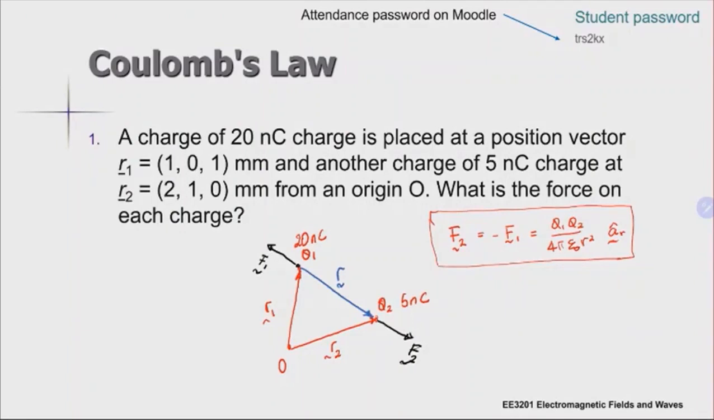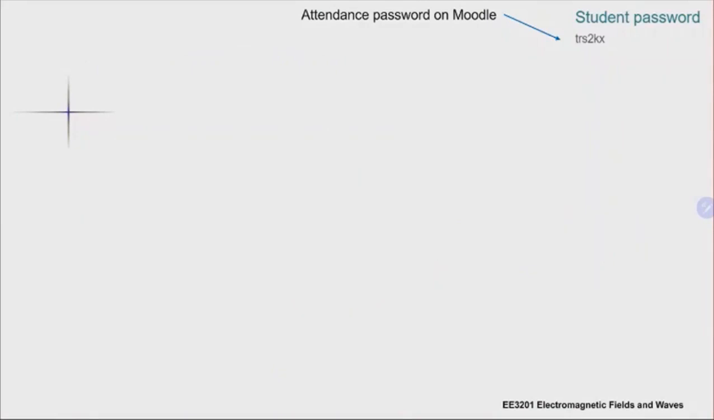Okay, so the formula for the force in vector form, F2 is equal to minus F1 is equal to Q1 Q2 over 4 pi epsilon naught r squared times the unit vector aR. So the first thing you want to solve is to work out the vector R. The vector R is equal to vector R2 minus vector R1. It is (2, 1, 0) minus (1, 0, 1).